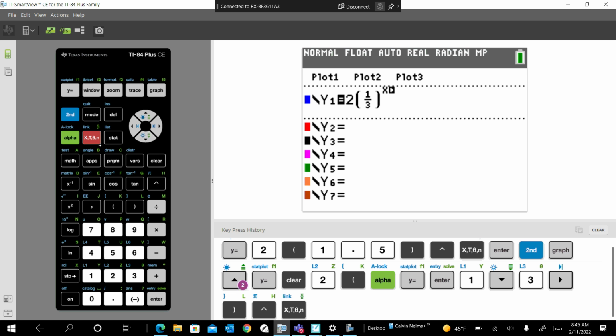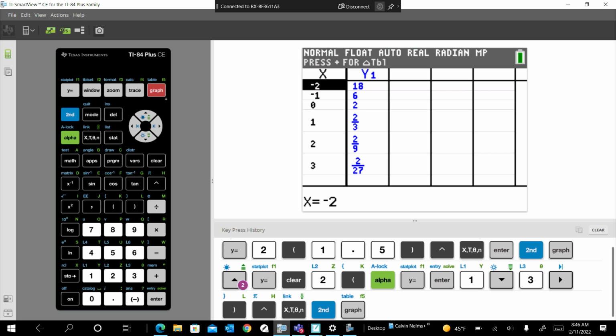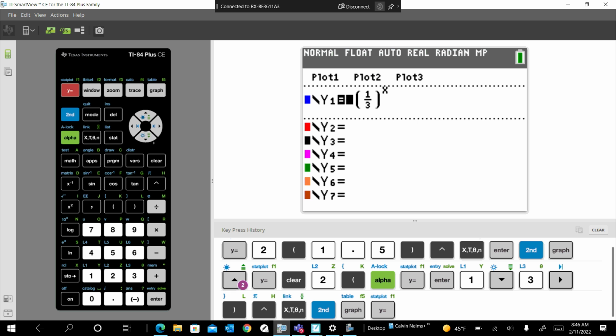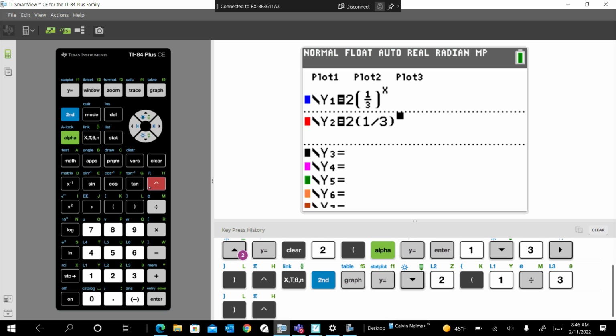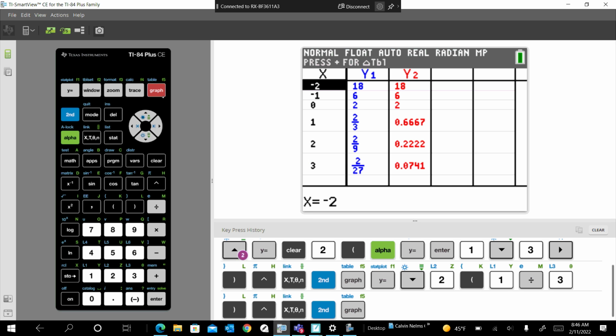If you do 1 divided by 3, you'll get decimal answers. So when I go to second graph, I'm going to have fraction results. If I put it on y2 and type the same thing using 1 divided by 3, which is the same, guys, it's still correct. One is just showing the fraction result and one is doing the decimal. When I do second graph, now that's giving me the decimal answer.